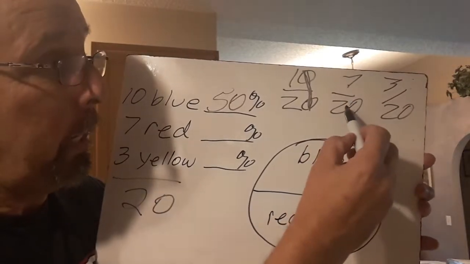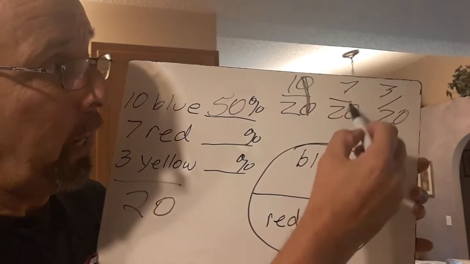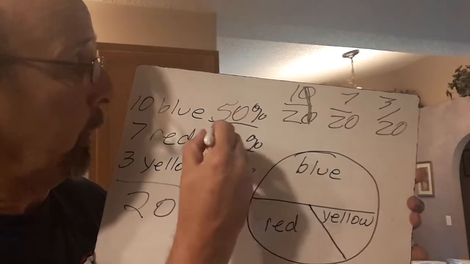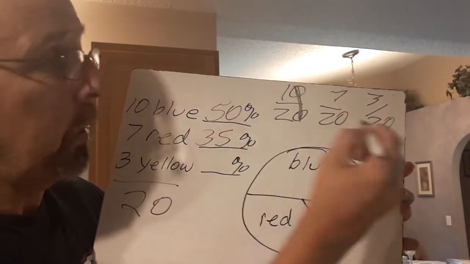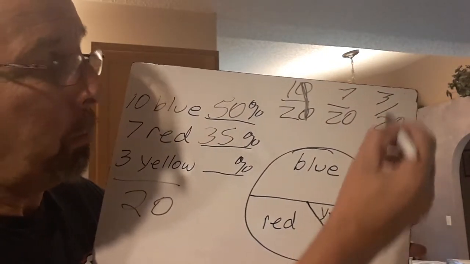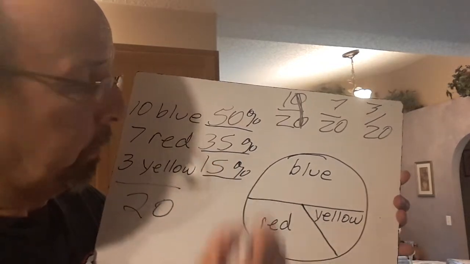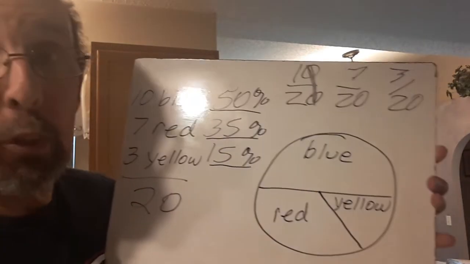Right? 7 out of 20. I'm going to multiply both of them by 5. It gives me 35 over 100, which is 35%. Over here, I'm going to multiply them by 5. I'm going to get 15%. Okay. That's what we're talking about. You're going to have a problem just like that on the test. So that covers the first page.